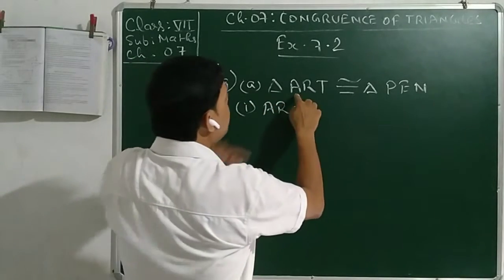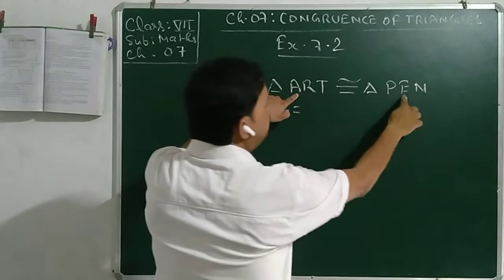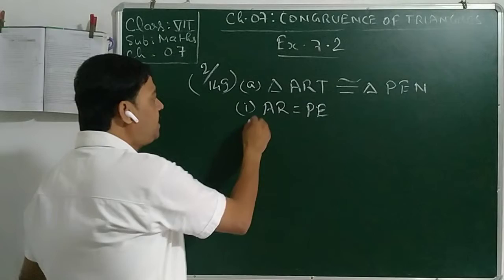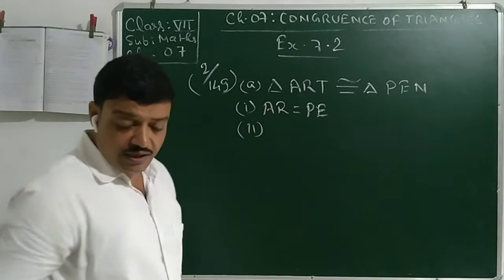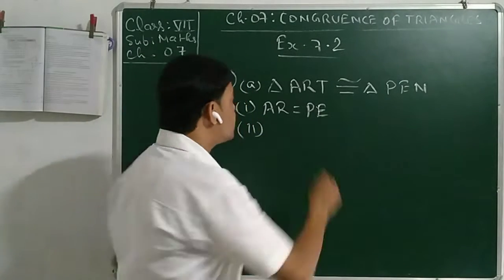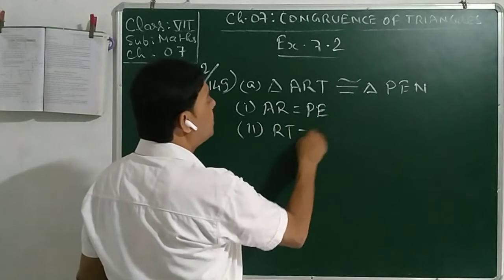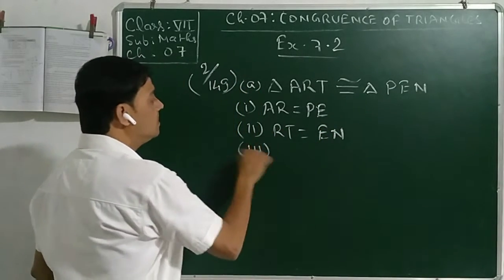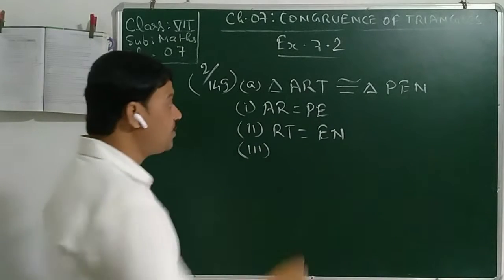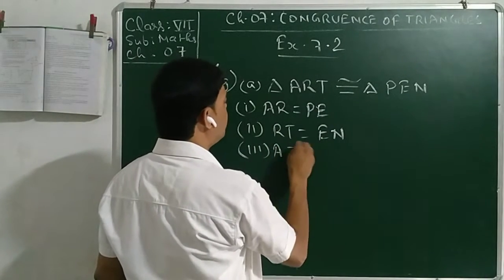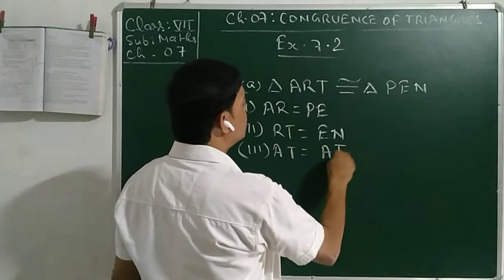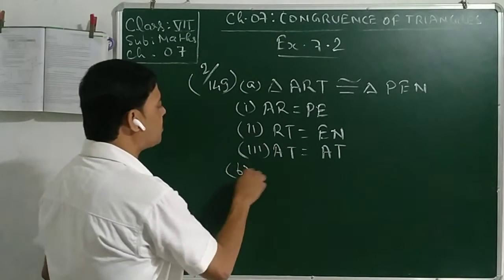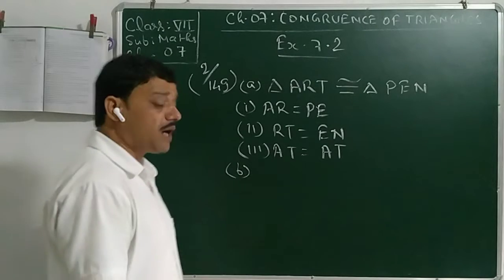See, the first and second alphabet here will be matching with the first and second alphabet there. That means AR equal to PE. Second thing is RT, second and third alphabet. RT equals EN. Similarly, third one, that is AT, first and third alphabet, will be matching. If you follow this process, then you will not make any mistake in writing the congruent parts.